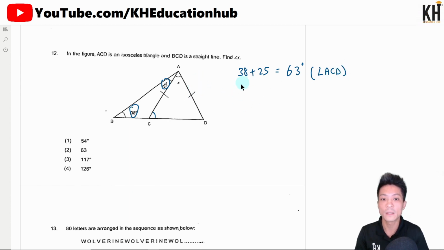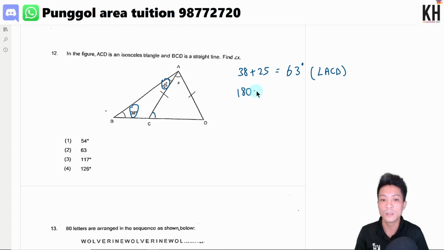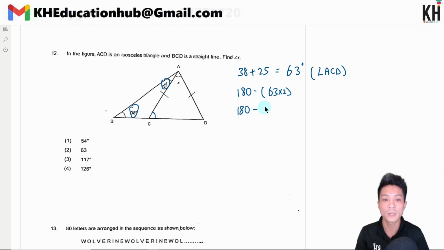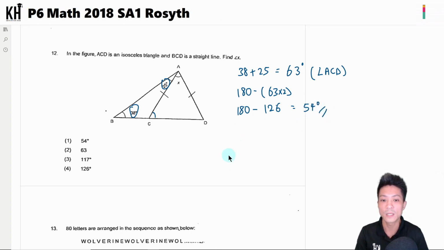Now, in order to find angle X, I need to use 180 minus 63 times 2. Sorry, it will be times 2. 180 minus 126 will give me 54 degrees. So the answer will be number 1.